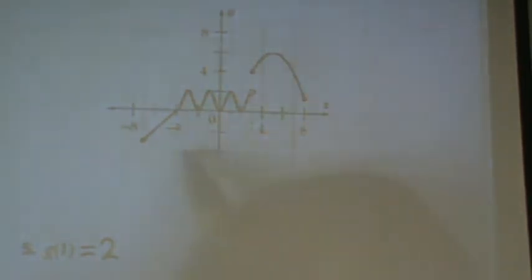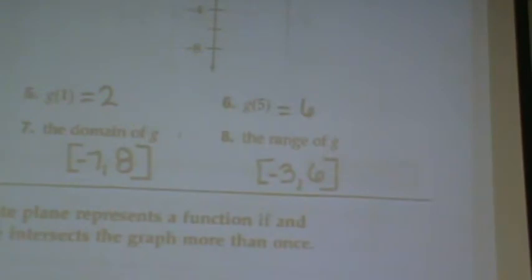The domain is going from -7 with a bracket, and it continues. Even though there's an open circle here, there's still a closed circle here. So it goes to 8. And the range is from, this looks like -3 bracket, and then it goes up to 6. So -3 to 6. These are brackets.